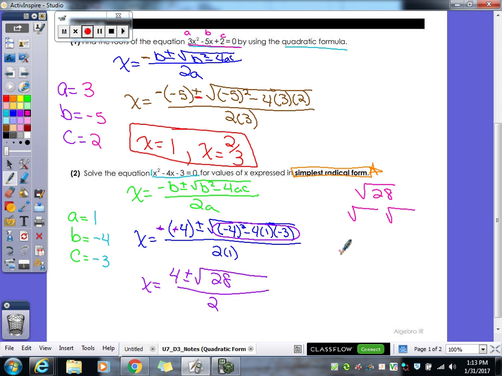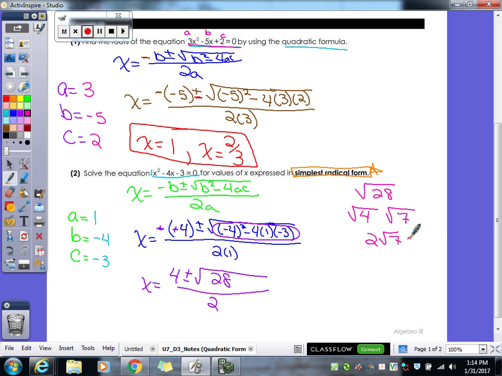What is our perfect square that goes into 28? Our largest perfect square that goes into 28. Not 6. 6 doesn't go into it. Nope. 4. 4 times what? 7. So then our square root of 4 would be what? 2. And then the 7 stays under the radical.